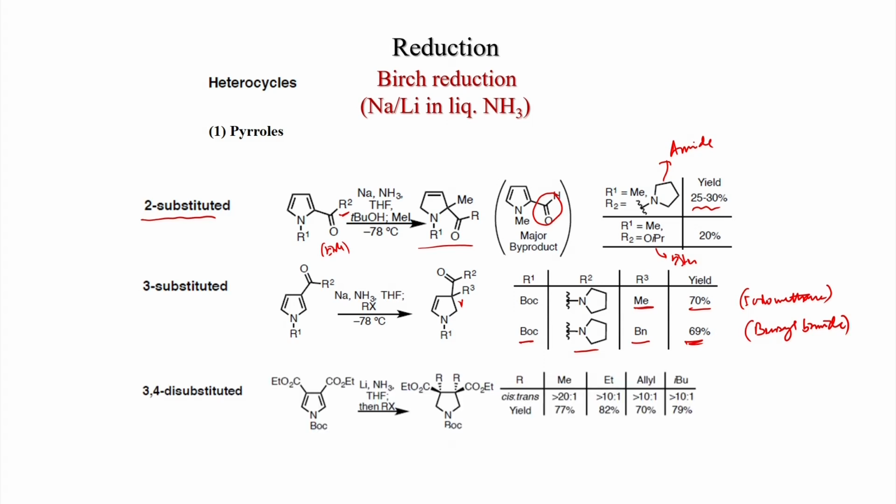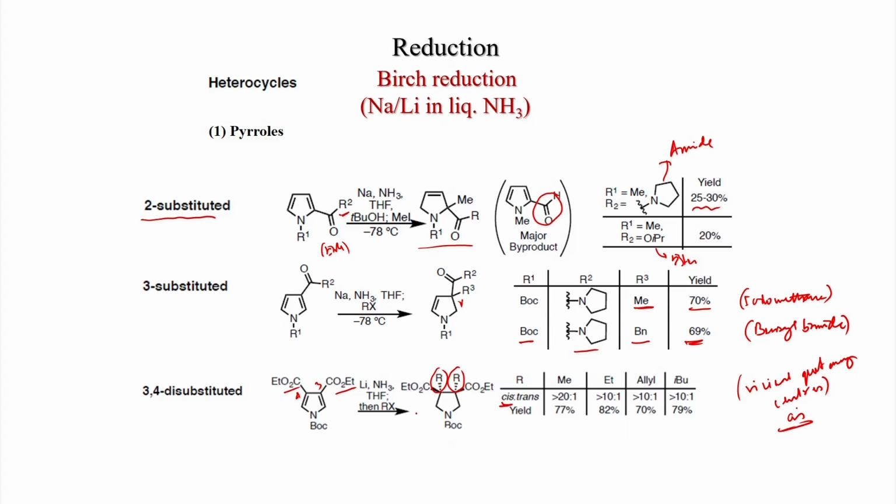Now, what will happen with 3,4-disubstituted? Like 2 ester groups at the 3 and 4 positions. Interestingly, when this compound is treated with lithium, liquid ammonia, THF and then alkylation with RX, the disubstitution happens and you get 2 quaternary centers. So, these are vicinal quaternary centers, 2 quaternary centers side by side, and their stereochemistry is cis. So, cis is the major, as you can see.